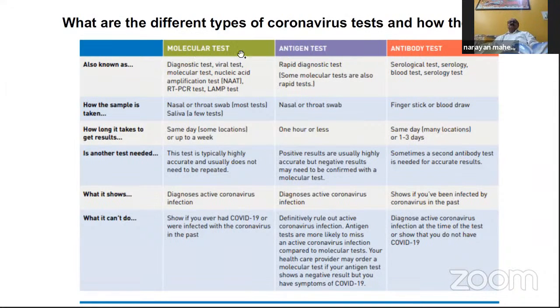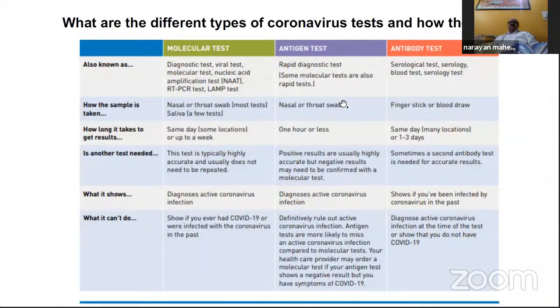The diagnostic category has 2 tests. The molecular test is basically done using the RT-PCR technique. In this test, the doctor or the nurse will take nasal or throat swabs from the patient, and they will look for the nucleic acid or the genetic material of the virus in the patient's swabs. So they're looking for the RNA, and these tests are very sensitive compared to other tests, but they are very expensive and it takes much longer to get the result.